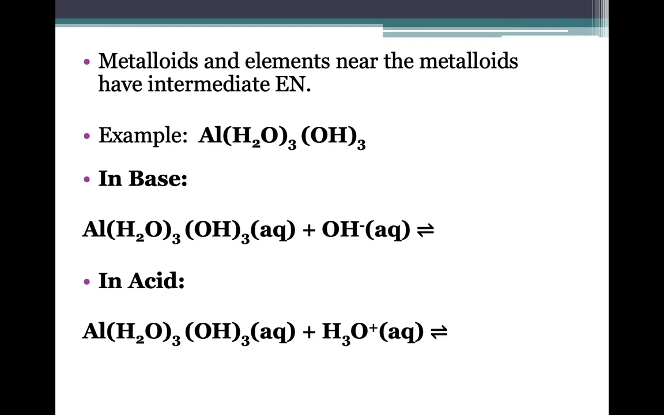So aluminum hydroxide, if it's in base, it would donate a hydrogen ion, and it would act as an acid. If it's in acid, it would accept a hydrogen ion and create aluminum hydroxide with a plus sign. And so I'd like you to try and figure out these. You can look them up in your book or you can look them up on the internet. Complete those and see how they work.